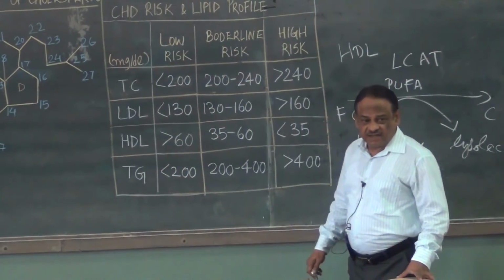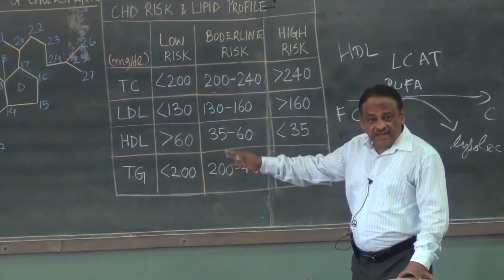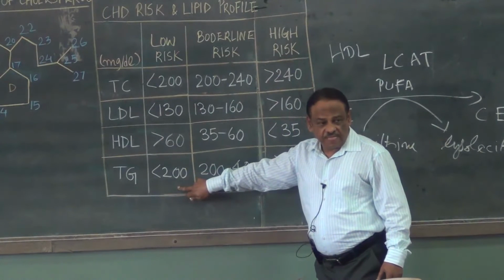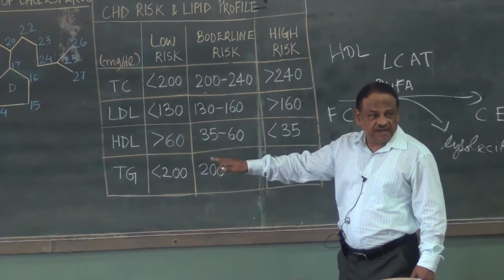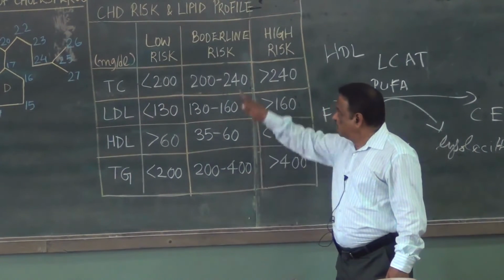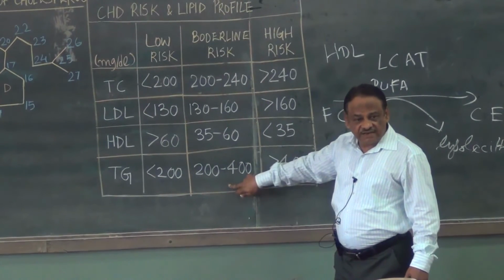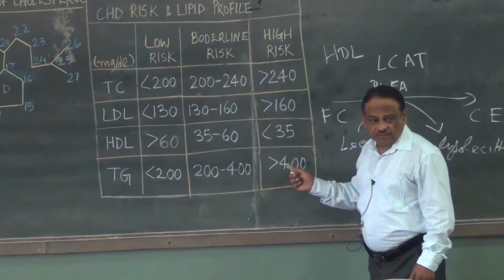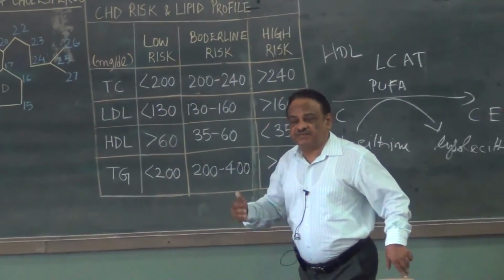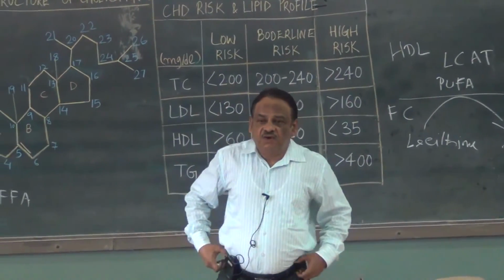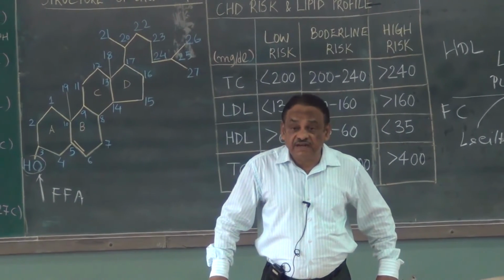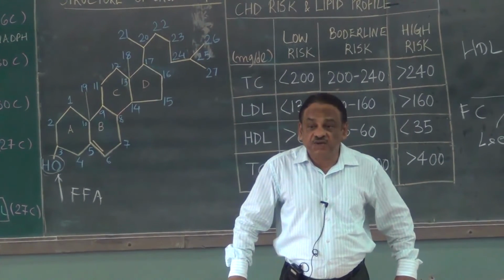So triglycerides. Although not directly involved, you should have a triglyceride level less than 200. Each person should have a triglyceride level less than 200 milligram per deciliter, 200 to 400 carries a borderline risk, and more than 400 carries a high risk, because an elevated level of triglycerides can cause insulin resistance.